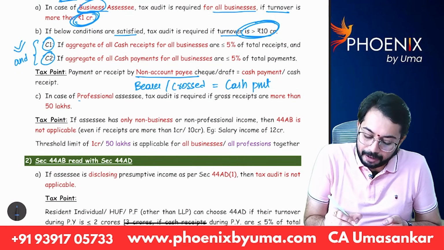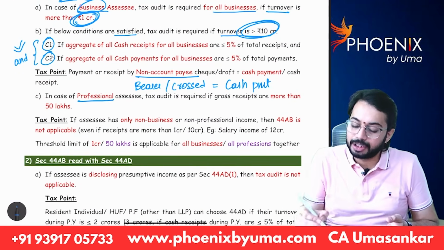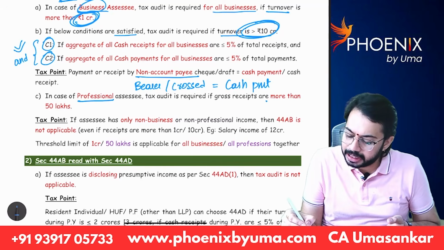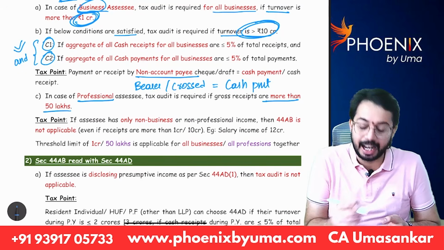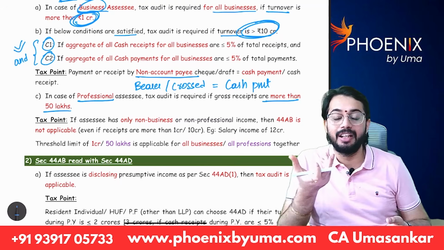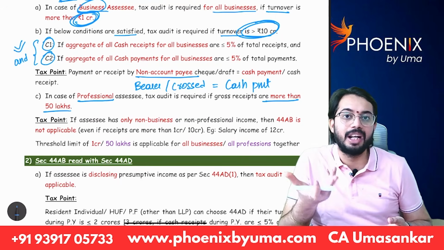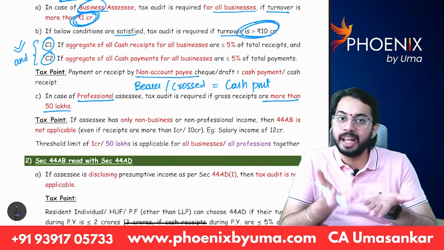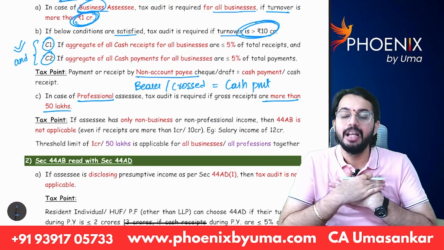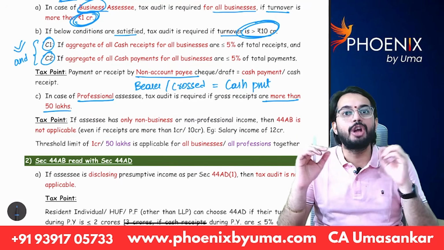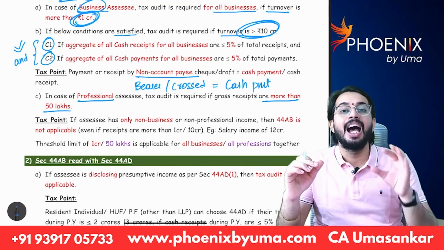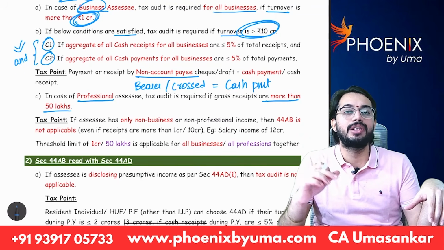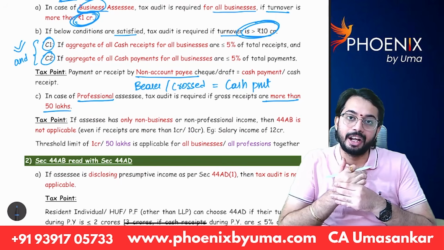In case of professionals, tax audit is required if gross receipts are more than 50 lakhs. So for professionals, what is the threshold limit? 50 lakh rupees. I am a chartered accountant in practice. I am a professional. In my profession, if my gross receipts are more than 50 lakhs, I need to get my books of accounts also audited by another chartered accountant.